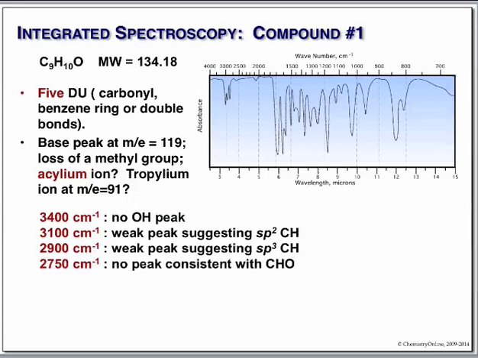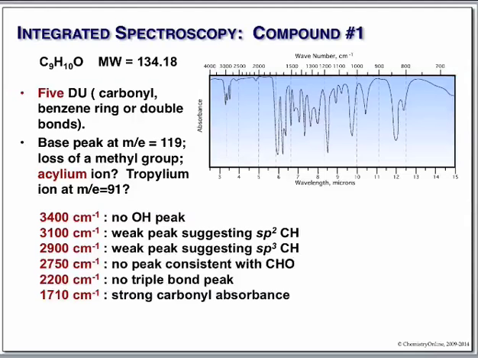If this was an aldehyde, remember we would have 2 peaks, around 2750. So it would be higher, we would have something in here, and we don't. So this probably is not an aldehyde. We don't have a triple bond, let's say that, but we do have a very nice carbonyl here at about 1710-ish, something like that.